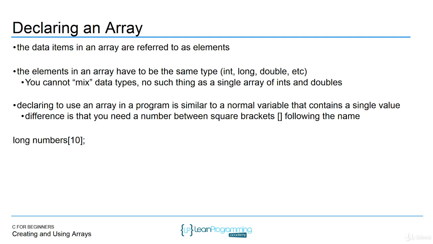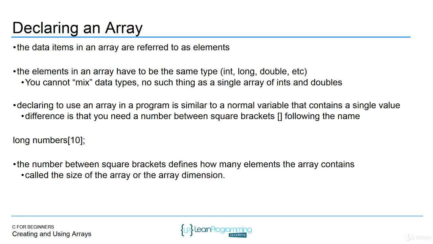Here's an example. This looks like a normal variable declaration, but what you see here is you have these brackets. That's the one thing that's not normal, and there's a number inside them. The number inside the brackets specifies the size. So here we're saying we're going to create an array named numbers of type long that's going to contain 10 elements. It's pretty straightforward. This is an array declaration. Because the semicolon is at the end, it's just like a variable declaration, but you have those brackets and a number. And this is the size of the array or the array dimension.